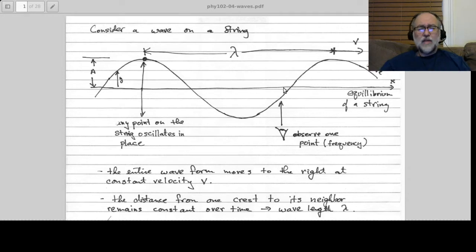Usually I'll say crest to crest, but just keep in mind that you can measure it trough to trough, or from a similar phase here to another phase there, like that. So that's yet another property. So now we have the velocity, we have the wavelength, and there's the frequency.